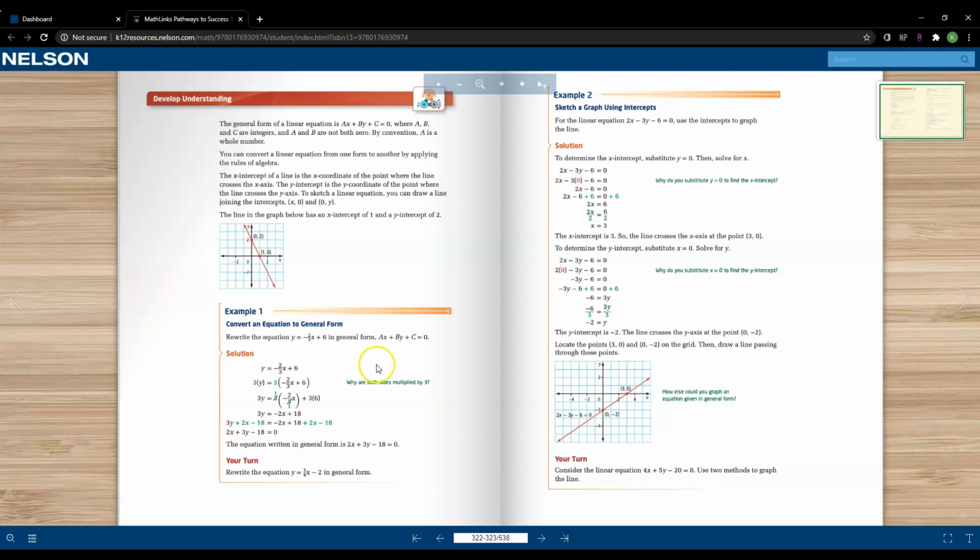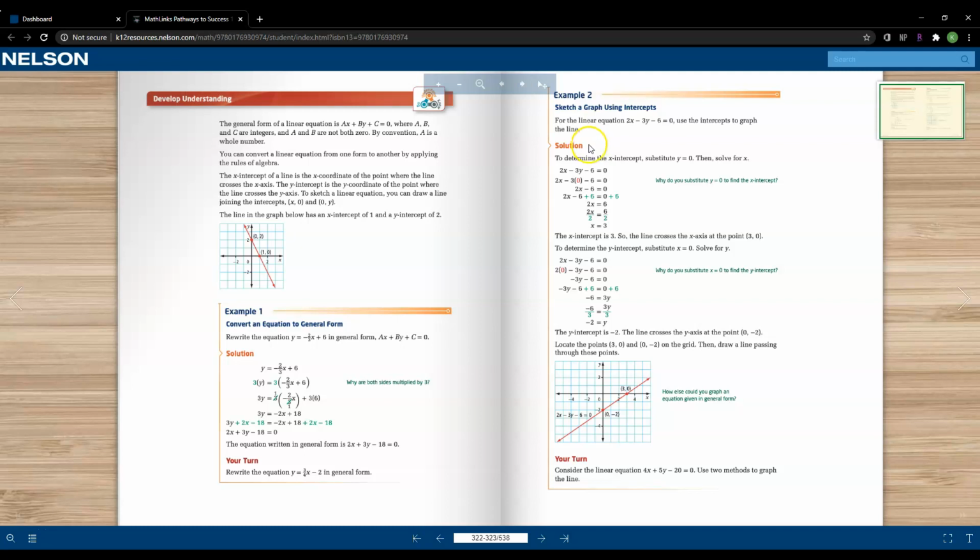So now from the slope-intercept form, we got the general form. You can see how this looks like ax plus by plus c, or in this case minus c, equals 0. Okay. The equation in general form is just written like that. Okay. Let's go into example 2.